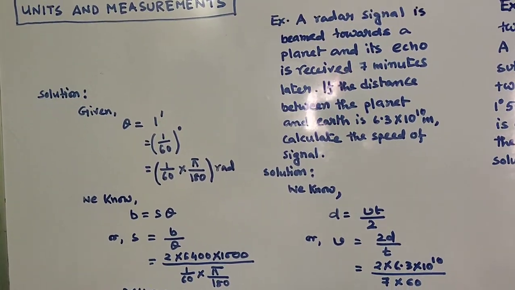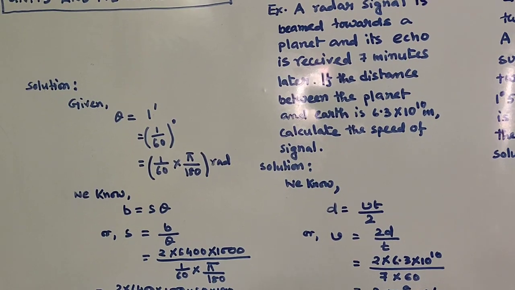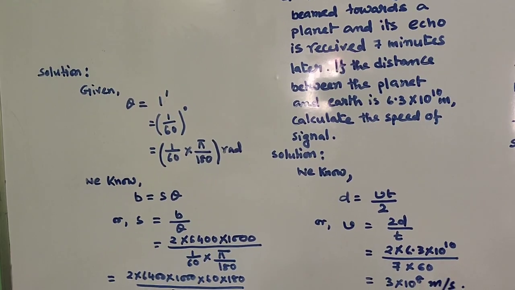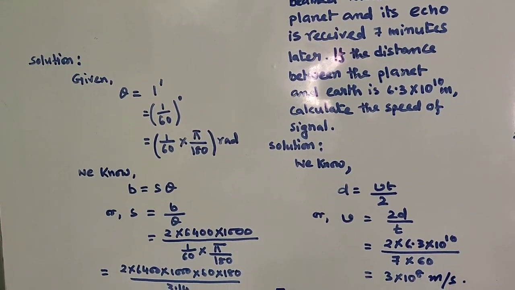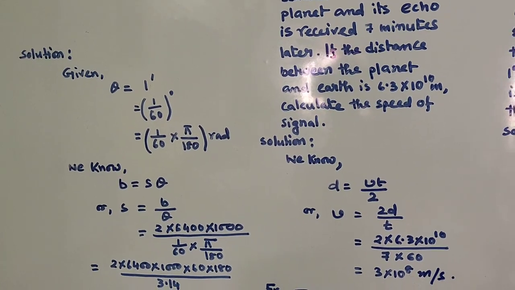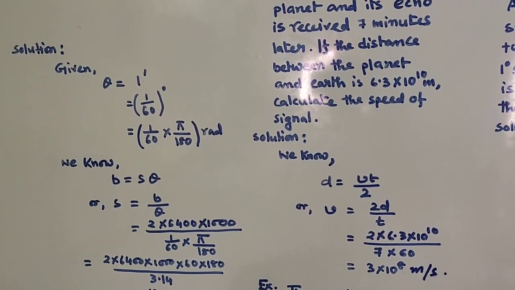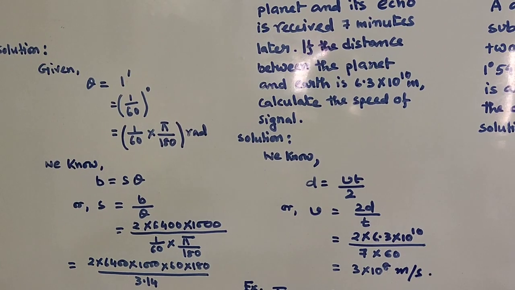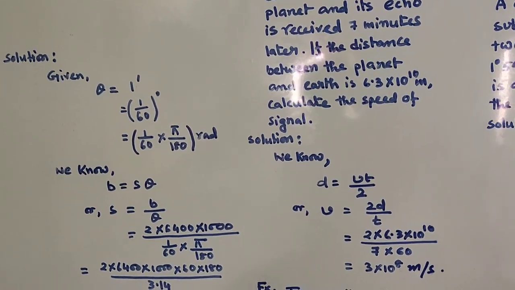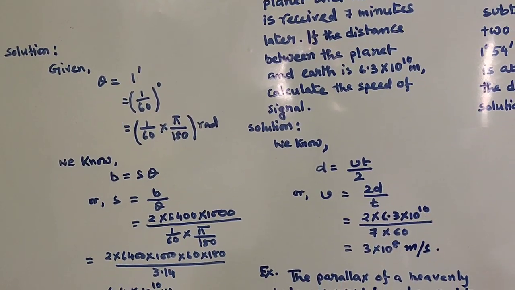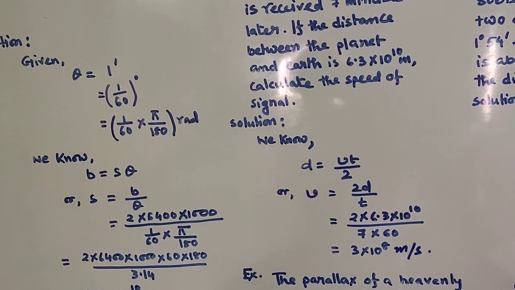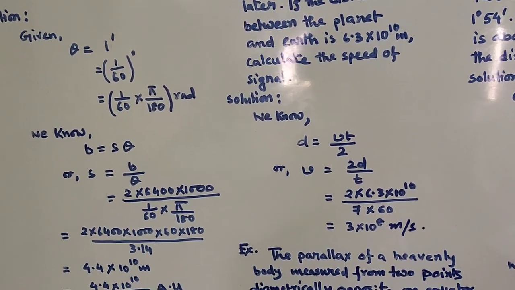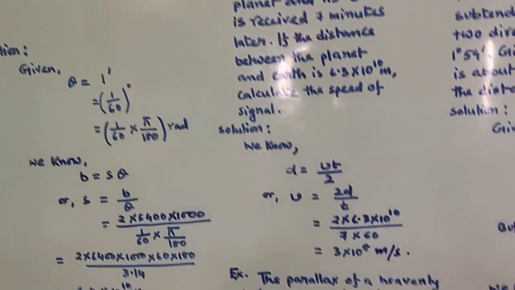The single dash is minute, so you have to convert it into degree. So 1 by 60. Then again you have to convert into radian, that is pi by 180. So theta is in terms of radian. In all the numericals you have to convert theta in terms of radian. Now next is the formula B equal to S theta. B is the basis, S is the distance, and theta is the parallactic angle. So you have to calculate the distance here as per the requirement.